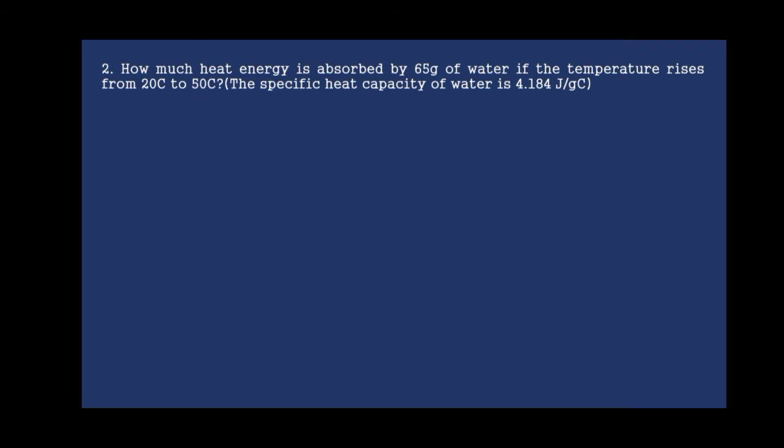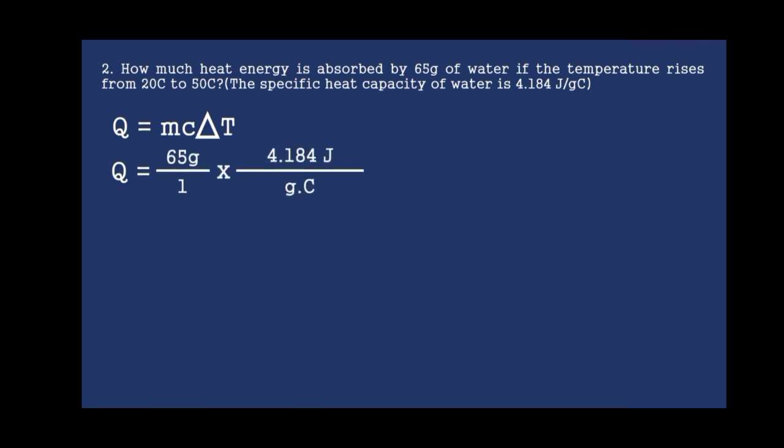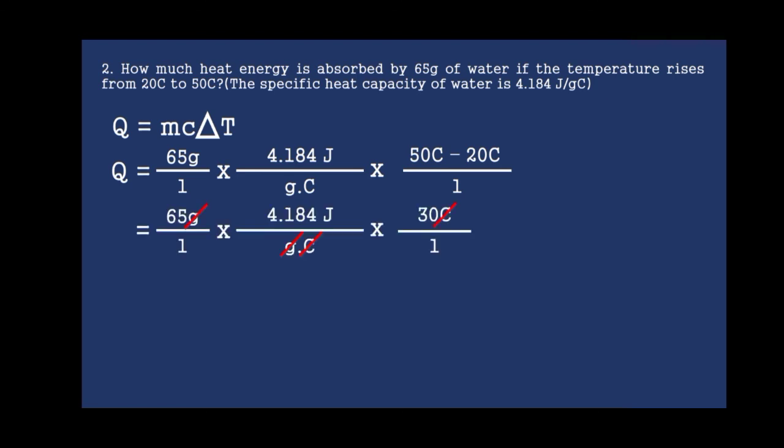Next: how much heat is absorbed by 65 grams of water if the temperature rises from 20 Celsius to 50 Celsius? The specific heat capacity of water is 4.184 joules per gram Celsius. The mass is 65 grams of water, times the specific heat capacity of water, 4.184 joules per gram Celsius, times the change in temperature, the final temperature minus the initial temperature. We cross out the same units, and it is equal to 8,158.8 joules. So that is the heat energy of the solution.